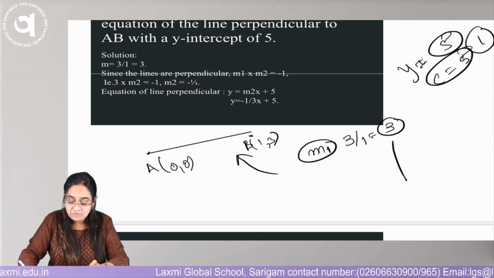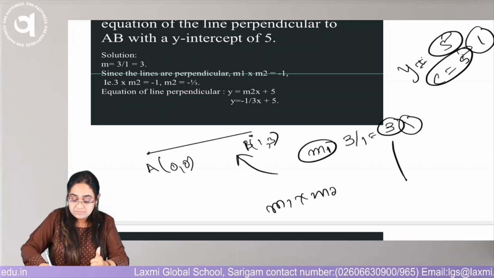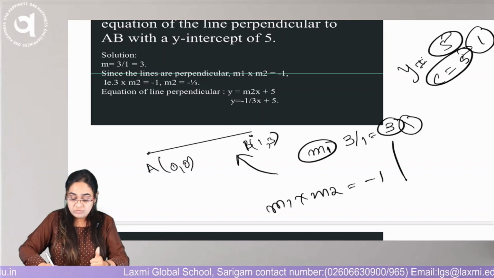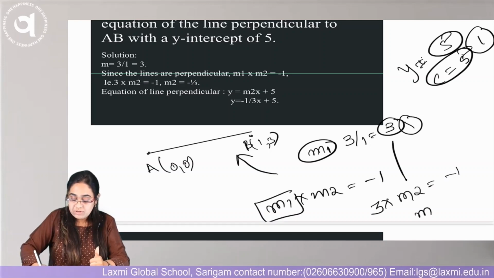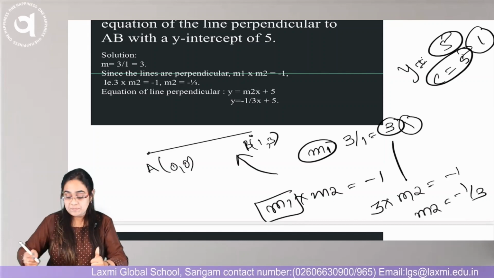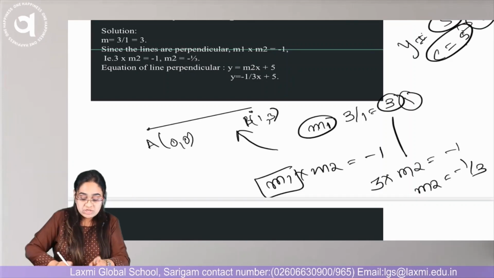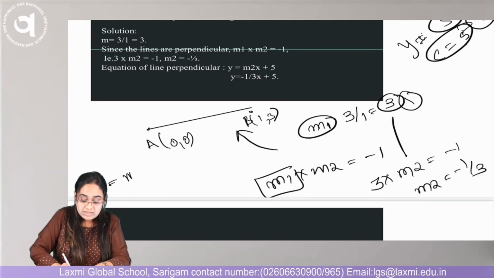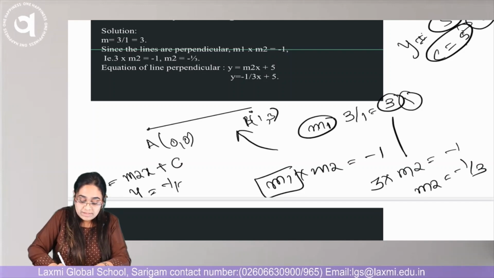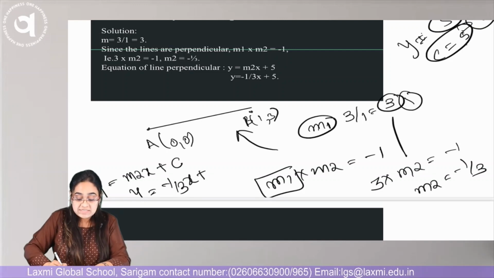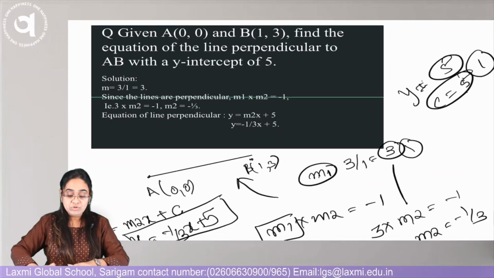Use this information and use one more piece of information, that is the product of slopes gives you -1. So we already have M1 available, that is 3. Substitute in the equation, you get the value for M2 as -1 by 3. Now use this value of M2 and this value of C in your general equation, y is equal to M2x plus C, which becomes y is equal to -1 by 3x plus 5. This is the required equation of the line which is perpendicular to your given line AB.